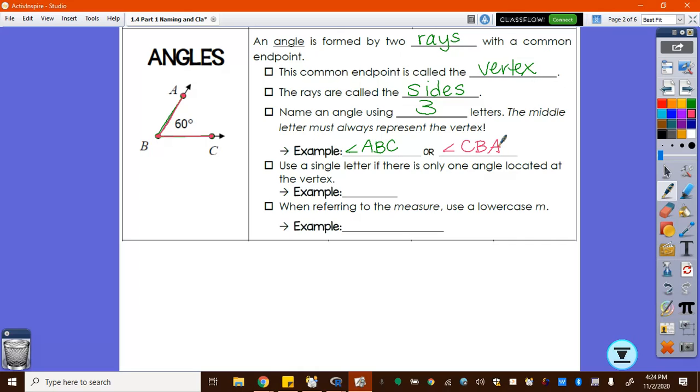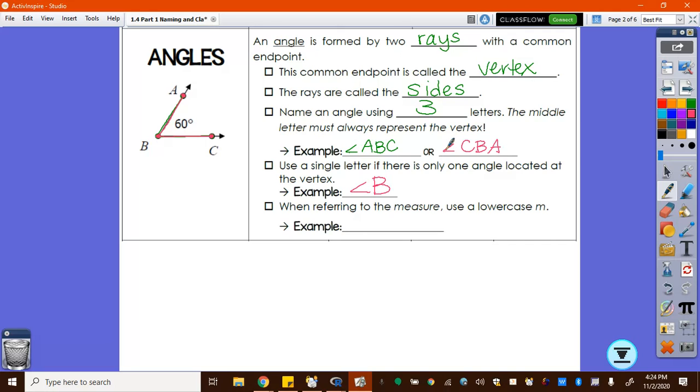Sometimes we can name an angle with a single letter, as long as there's only one angle located at the vertex. In this case, we don't have a whole bunch of angles coming out of B. We only have this one angle, so we could name it with just one letter. In this case, you use the vertex letter. Our vertex here is B, so we could call this angle B. And again, you always have to have this angle symbol.